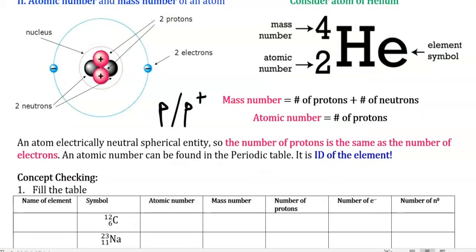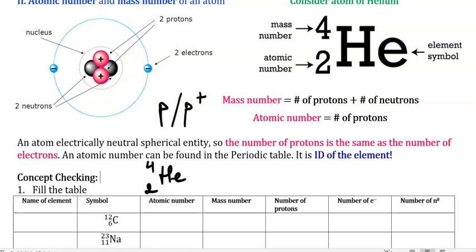An atom is an electrically neutral particle. So that means that the number of protons is the same as the number of electrons. So for helium, it will be 2 protons and 2 electrons. So let me write it down. Helium, 4, 2. Its atomic number is 2 and mass number is 4.